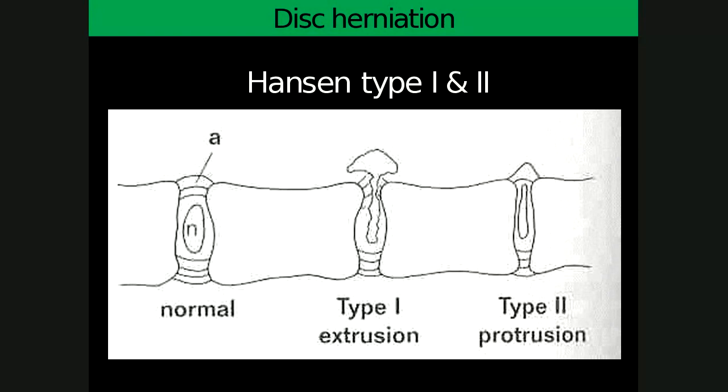Both types, Hansen 1 and 2, should be considered distinct clinical entities, and they're associated with different pathophysiology. Treatment options are different, and post-op recovery and prognosis after medical or surgical treatment do vary as well, so it's important to try to differentiate.